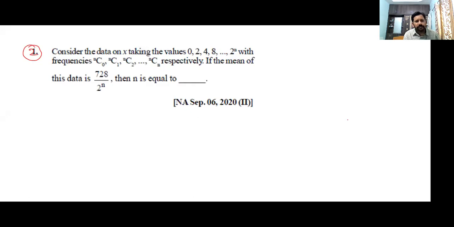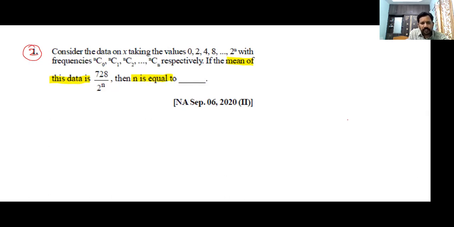Next, the second question. Read the question. Consider the data on x taking values 0, 2, 4, 8 and so on up to 2 power n, with frequencies given as nC0, nC1, nC2 and so on respectively. Here the mean of the data is 728 by 2 power n. Then n is equal to what? They are asking the n value.